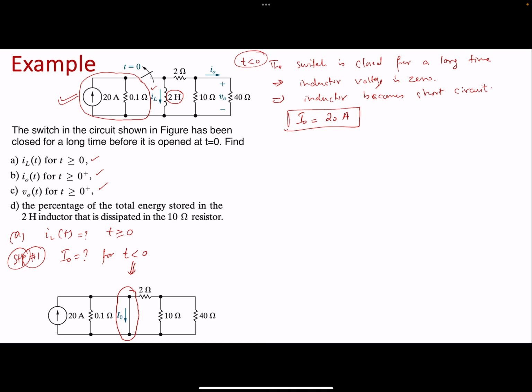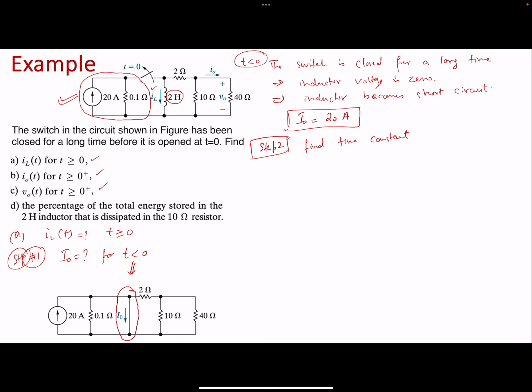Okay, so this is good. Now let's do step number two. We know that for step number two, what we need to do is find the time constant.